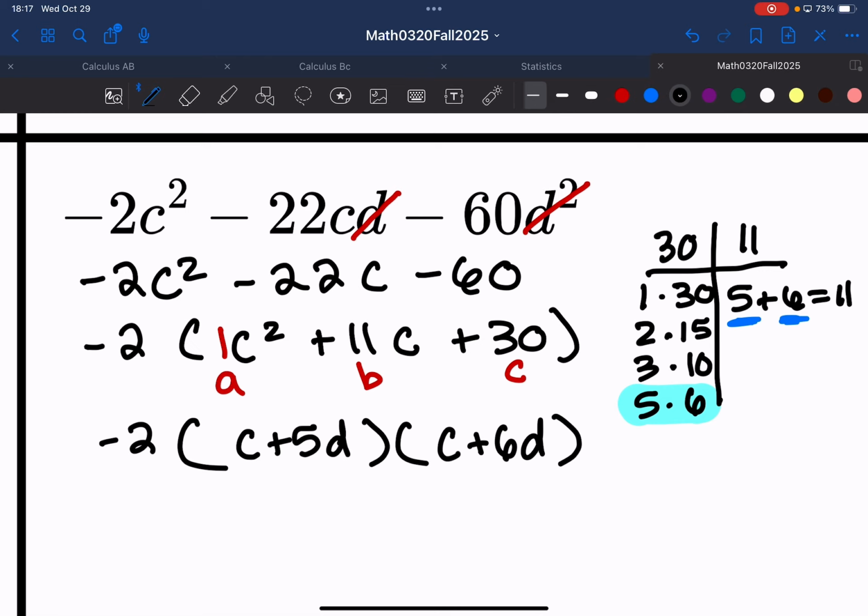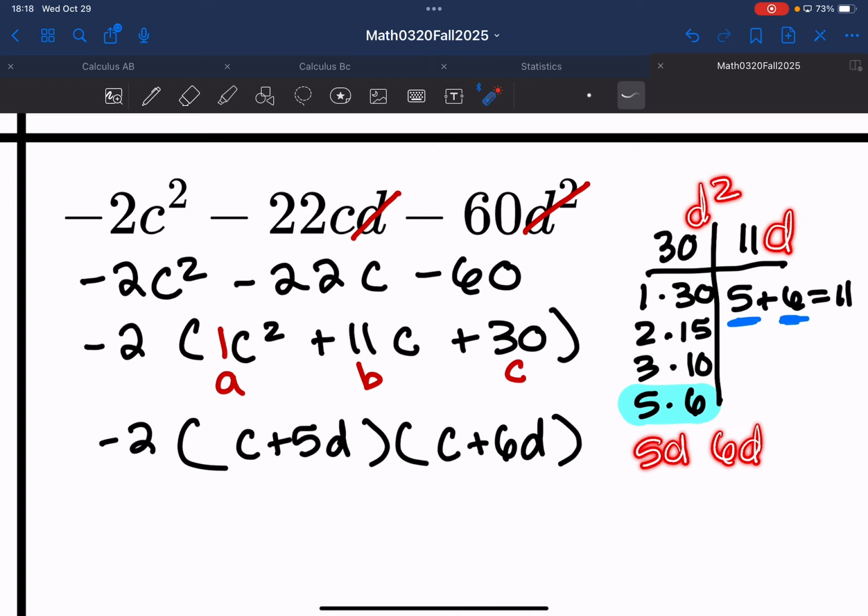You don't have to ignore them. You could continue on, and what would happen is that you would have a D in each of these, which means you would have to find a number that multiplied to 30D squared and then add to 11D. Yes. So then it's still 5 and 6, but it's 5D and 6D. So I only say take it off in the beginning because I think to some it could be confusing. The only issue with that is you need to remember to bring it back into your answer.